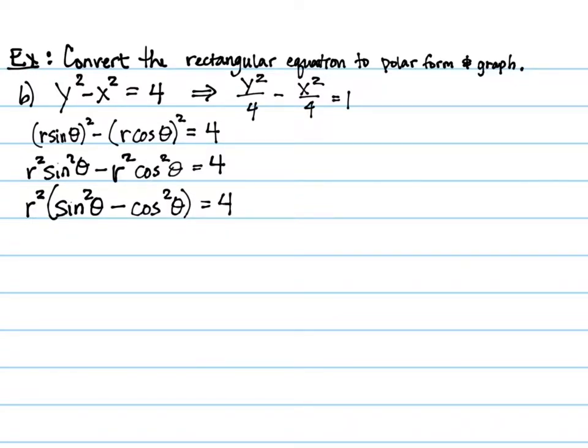Okay, everybody good so far? Once again, the very first step where I substituted into the x and the y, the r sine theta and the r cosine theta, technically now I'm in polar form. It's just not cleaned up very nicely, correct?